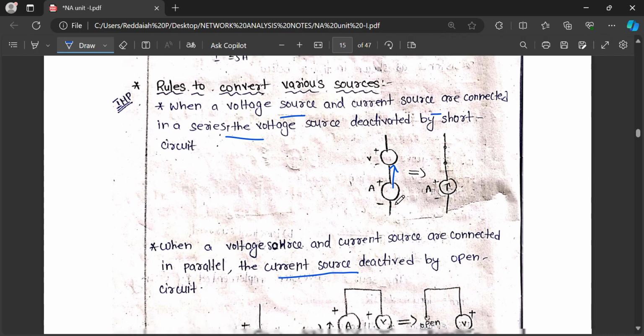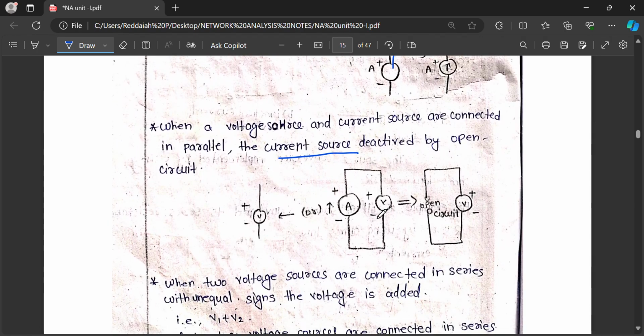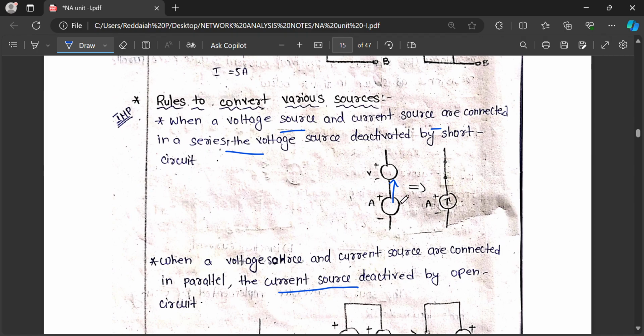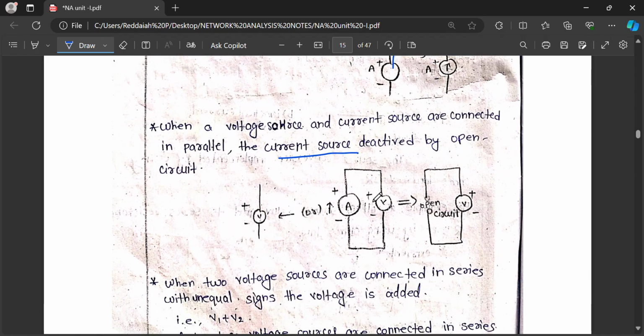In series, the voltage source will be deactivated, and in parallel the current source will be deactivated, because the voltage will be constant in parallel, and the current will be the same in series. In series, current will be there. Therefore, only the current source we consider, and the voltage source will be deactivated. When two sources are in parallel, we open-circuit the current source because the voltage will be there.